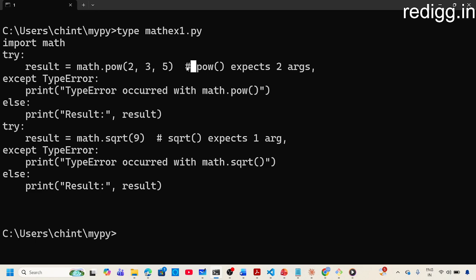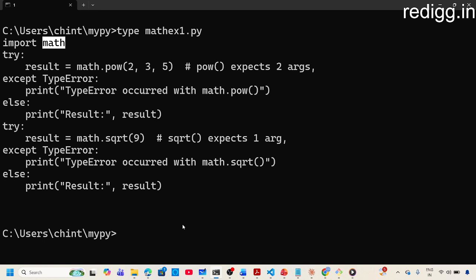Whenever you see a hash here, anything after the hash is a comment, so Python will ignore it. At two places it will ignore whatever is there. So once again, math is the module which is used. Two try blocks are there and two functions we are using within them. In one the arguments are incorrect, and in the second one the arguments are correct.